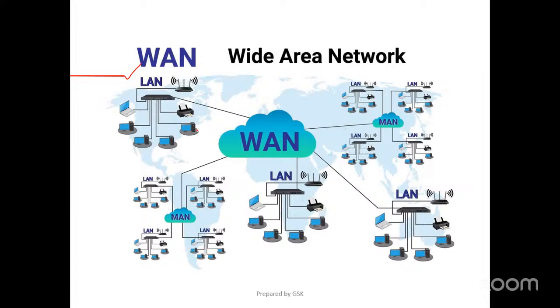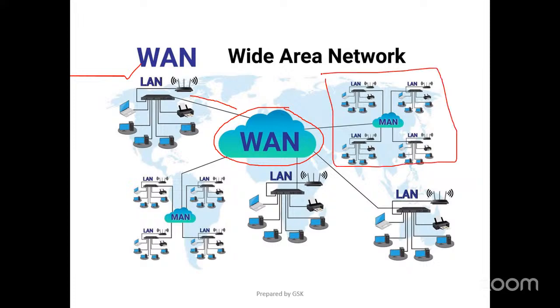See this example. This is the WAN. So you can connect to the WAN with the help of the LAN, or this is a MAN. Observe this. This is a MAN. And that MAN also can directly connect to the WAN. And you can connect from the LAN, MAN also. A very good example is the internet.